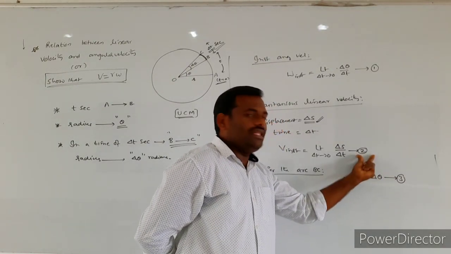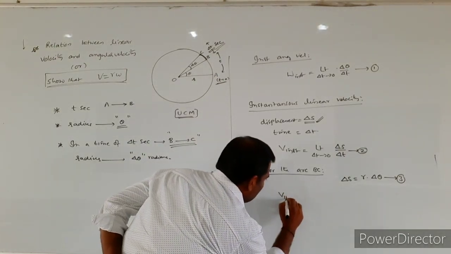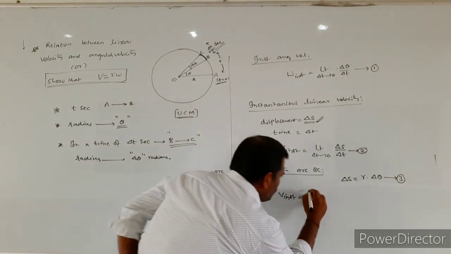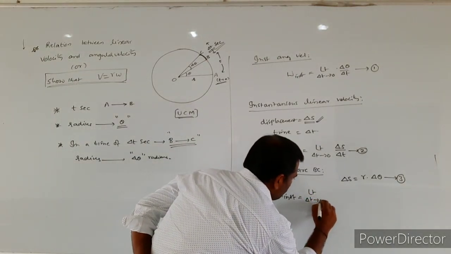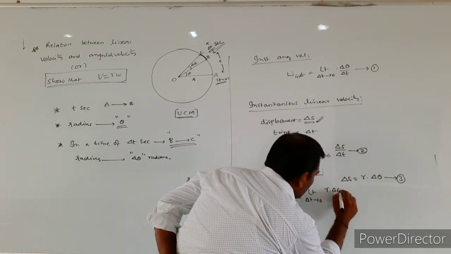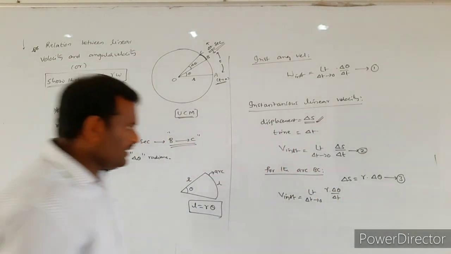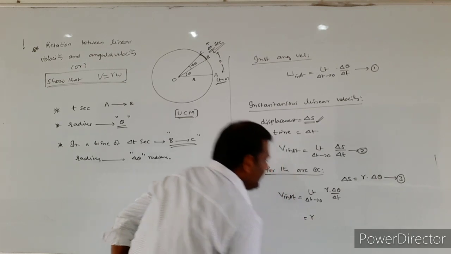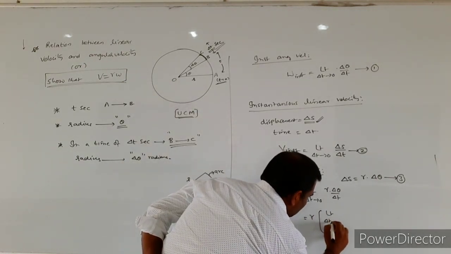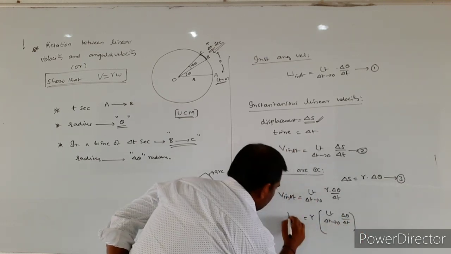Substitute equation 3 in equation 2. Therefore, V instantaneous is equal to limit delta t tends to 0. In the place of delta S, I will write r into delta theta by delta t. So here r will be right outside, and this value is equal to r times limit delta t tends to 0 delta theta by delta t. So which is equal to what?